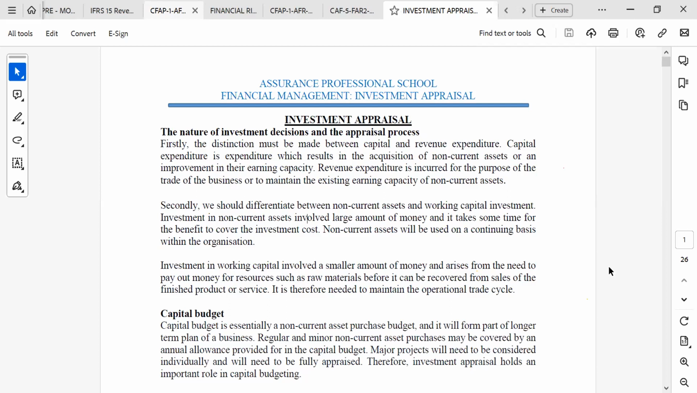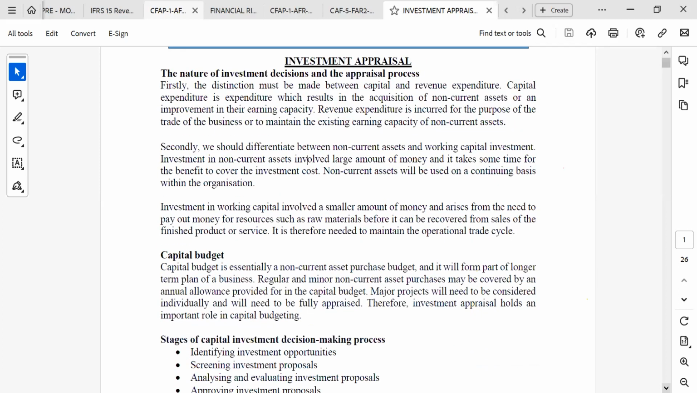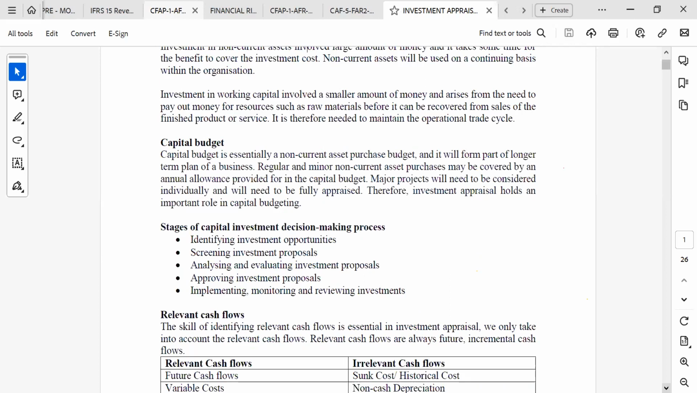Let's get into it. Let's look at the steps involved. So they have asked this question before. The steps involved in what? Capital investment decision making. Okay, they have asked this question before. I'm sure that will be maybe March or something. Maybe they asked them in March.